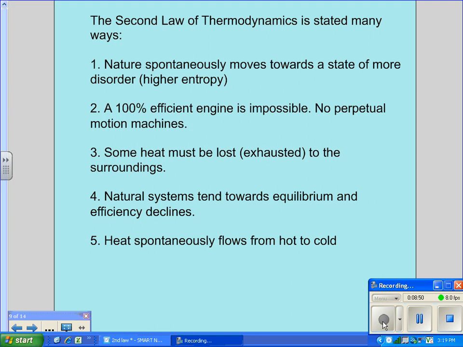All right, so that's it for entropy and the second law. We're going to explore what this means in class. Go ahead and make sure you have the notes and do the homework check.